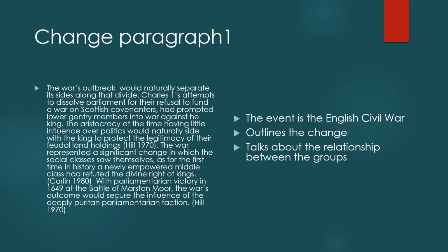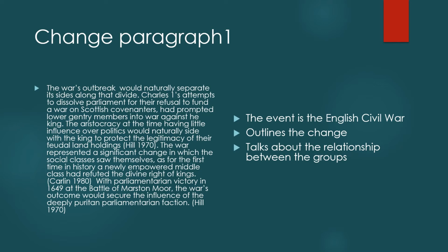This first change regards the English Civil War. It outlines the change and talks about the relationship between the groups. The war's outbreak would naturally separate its side along that divide. Charles I's attempts to dissolve Parliament for their refusal to fund a war on Scottish Covenanters had prompted lower gentry members into war against the king.